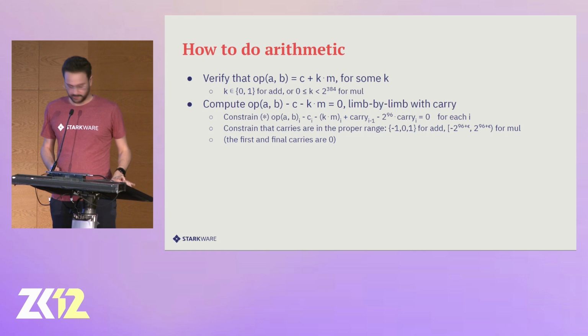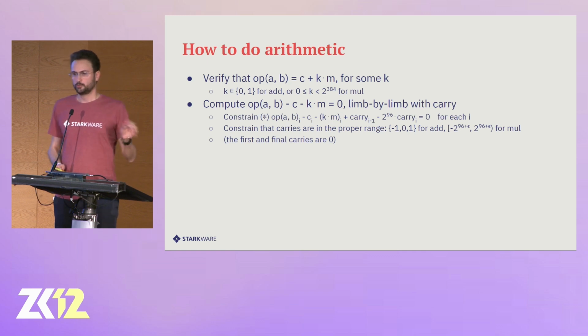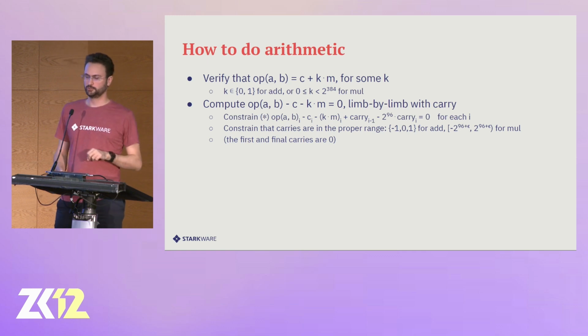So getting a bit deeper into the arithmetic, how do we actually do the arithmetic inside these modulo built-ins? We want to verify that op(A,B) is C plus some multiple of the modulus M, where op here is either addition or multiplication. For addition, we only need to add k, which is either 0 or 1, assuming A, B, and C are all between 0 and the modulus. So either A plus B is between 0 and the modulus, and then k will be 0, or it's over the modulus by at most m, so k will be 1.